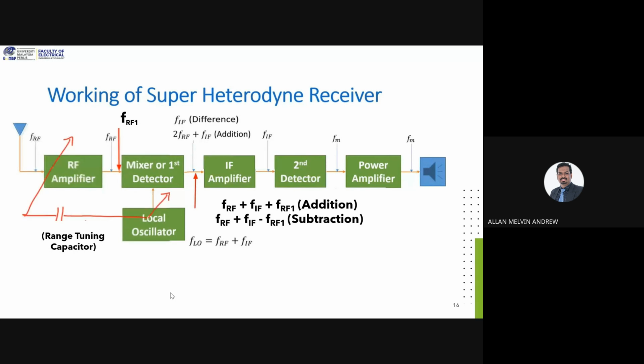Usually we will use these range tuning capacitors in order to tune. Like in the car nowadays, our radio in the car is digitalized and will automatically find the frequency. At that time we had a tuner, so we would tune to make it into the correct frequency. So this range tuning will be used to find the correct frequency for us to receive whatever frequency that we want to send.